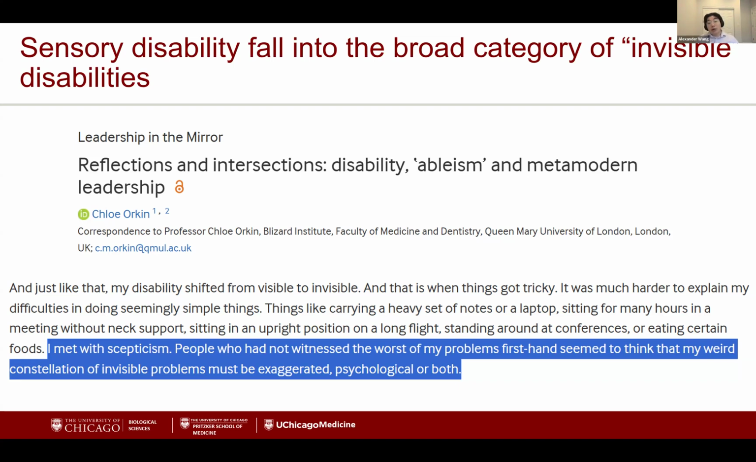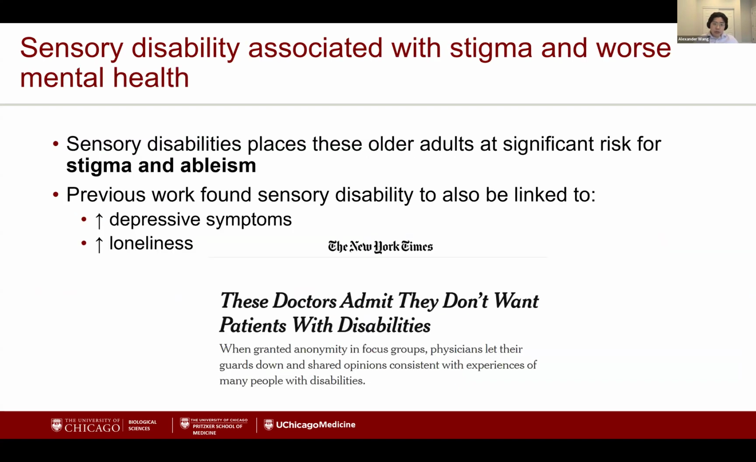She wrote, quote, I was met with skepticism. People who had not witnessed the worst of my problems firsthand seemed to think that my weird constellation of invisible problems must be exaggerated, psychological, both. I want to share this quote to emphasize the nature of the culture of medicine and the general sentiment towards disability, and why it's important to talk about these issues and do research on these topics.